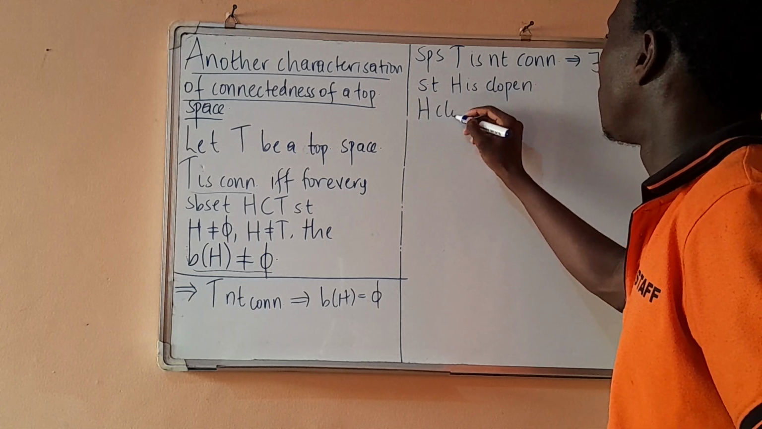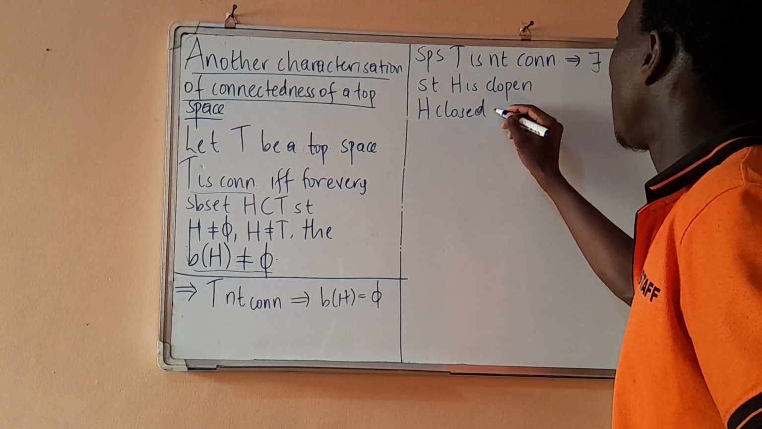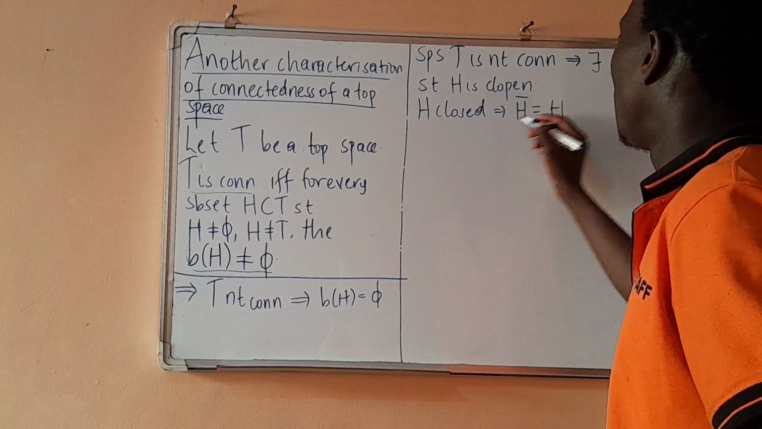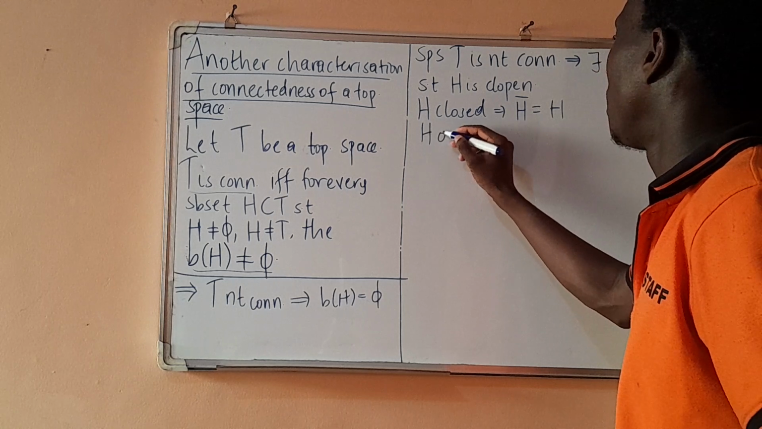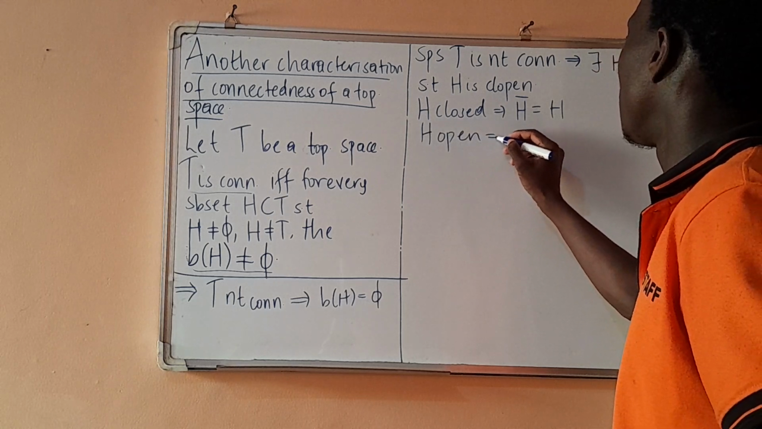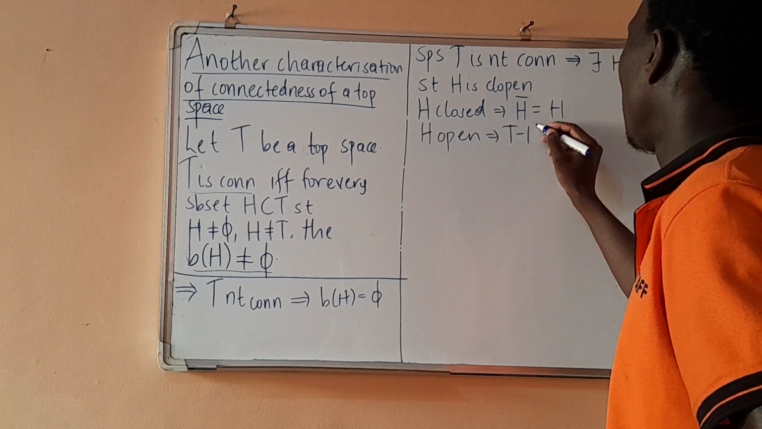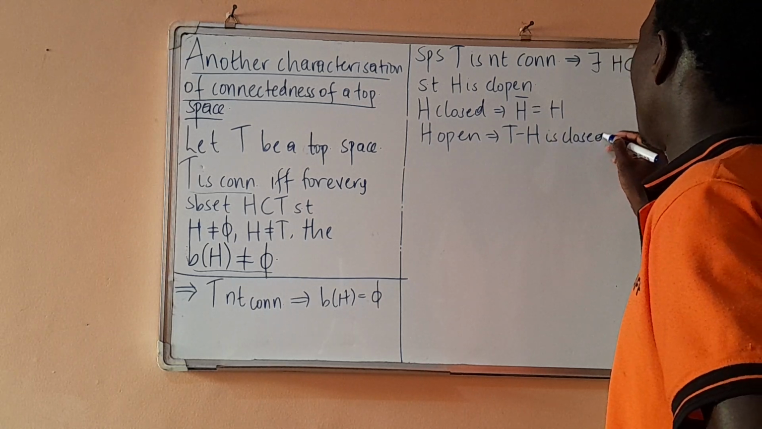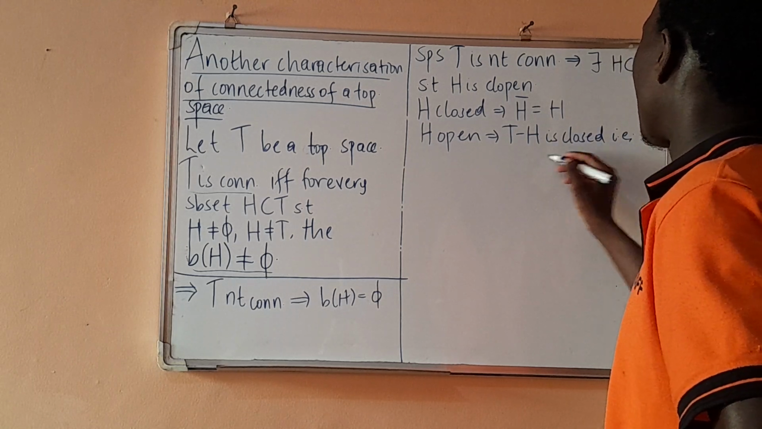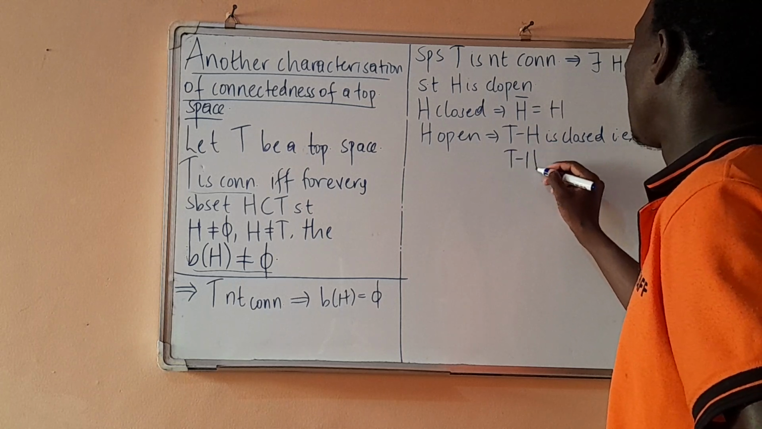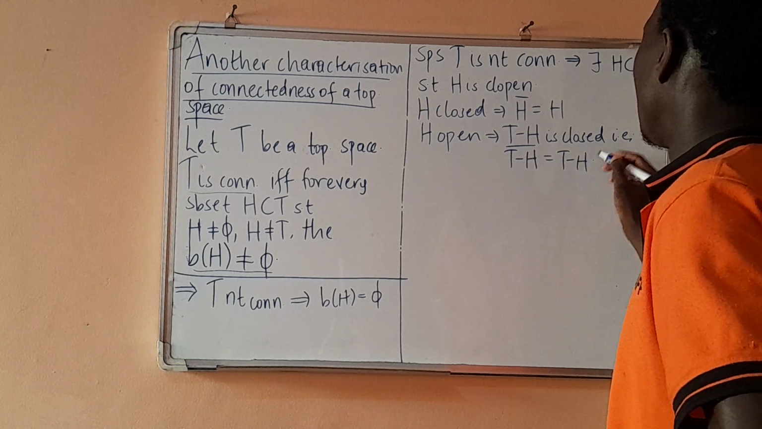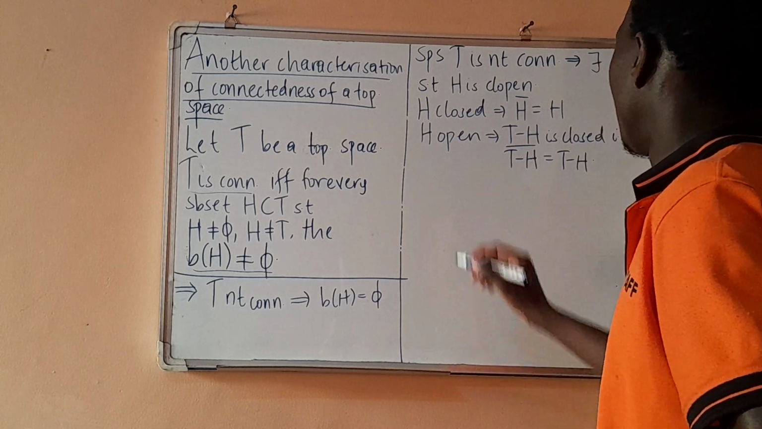H closed implies that H closure is equal to H. H open implies that T minus H is closed, i.e. T minus H closure is equal to T minus H. So we want to show that the boundary of H is empty.